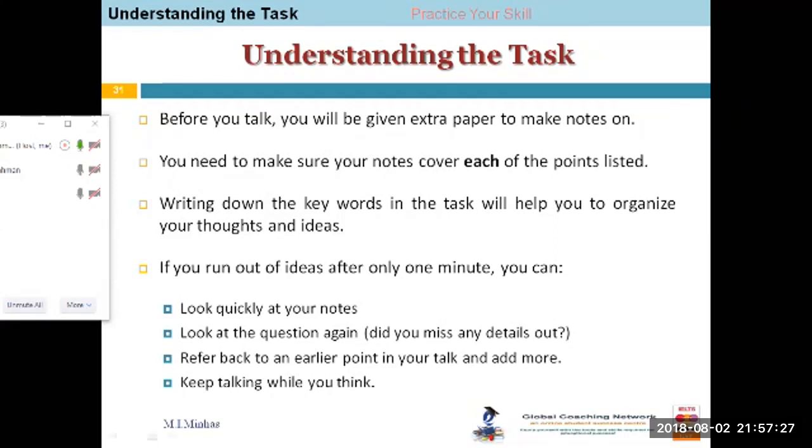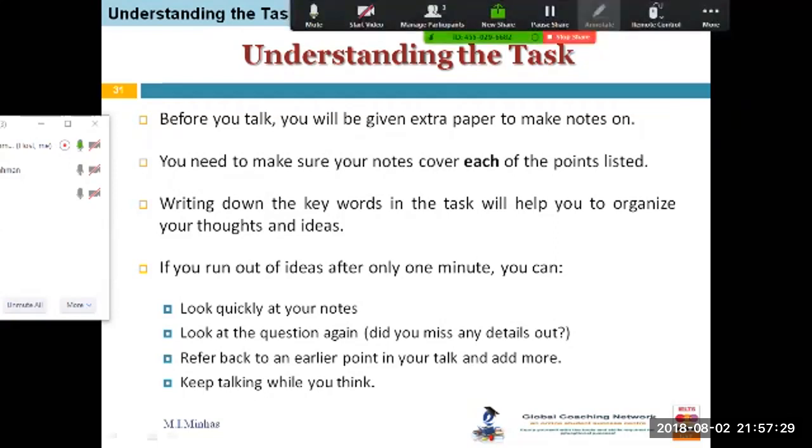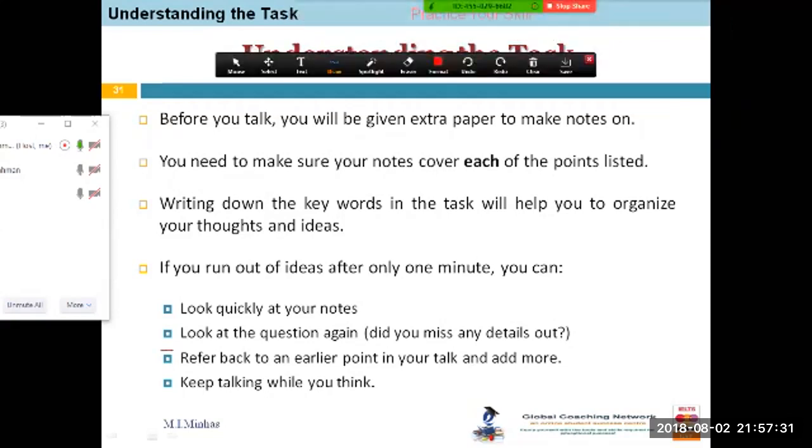Now, this third part, which is written here, I will talk about this in detail in a while, right? This one. Remember one thing, that while looking at your notes, don't stop talking. Keep talking, and meanwhile, just keep scanning your eyes on the notes.